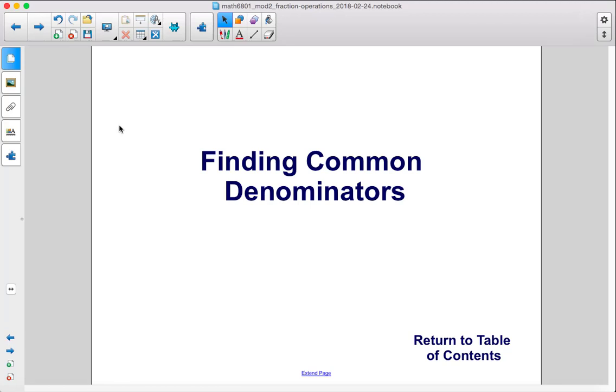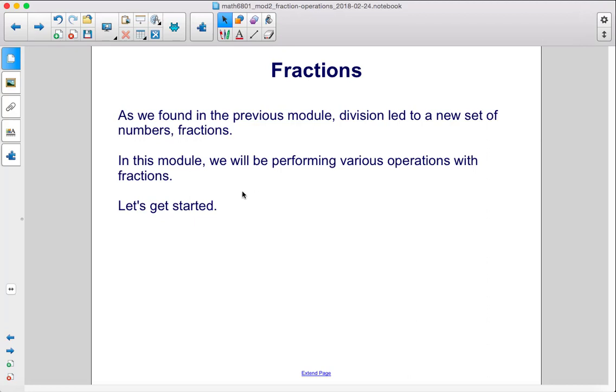Finding common denominators. As we found in the previous module, division led to a new set of numbers, fractions. In this module, we will be performing various operations with fractions. Let's get started.